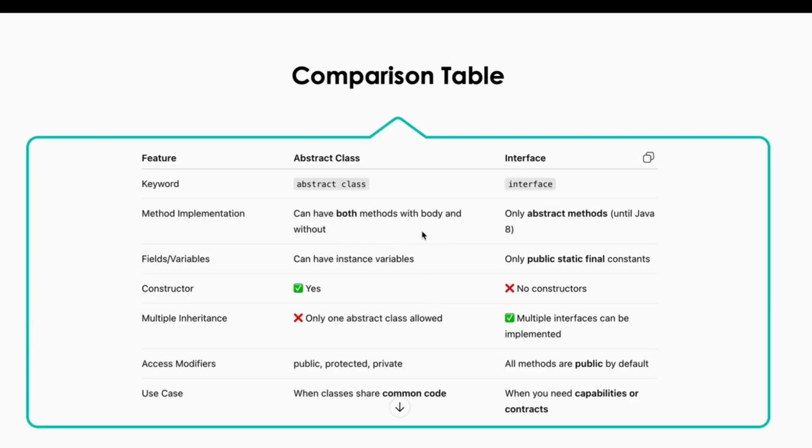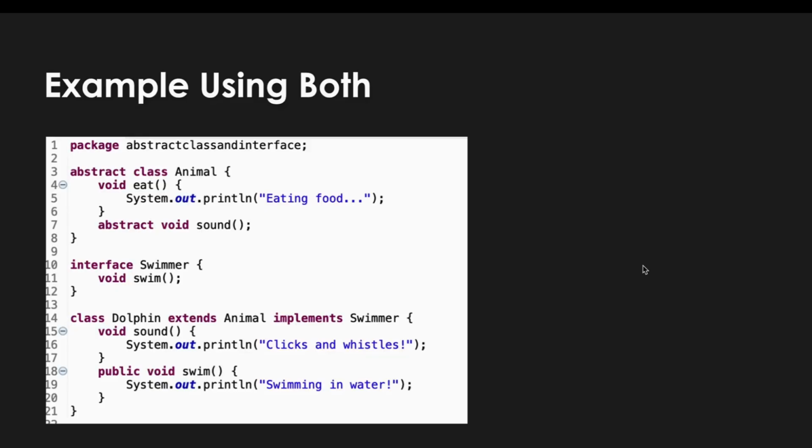Abstract classes can have both real methods and abstract methods, while interfaces, before Java 8, had only abstract methods. But after Java 8, interfaces can also contain default and static methods. A class can extend only one abstract class, but it can implement multiple interfaces. So multiple inheritance is possible in Java using interfaces, but it's not possible using classes. Okay, so let's move ahead.